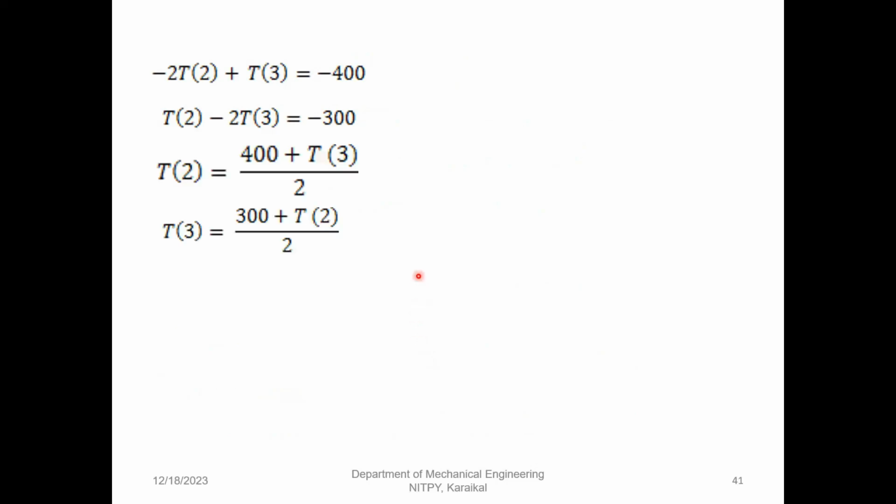What are we going to do? We are going to rewrite the equations like this. T2 is going to be equal to 400 plus T3 by 2. T3 is 300 plus T2 by 2.